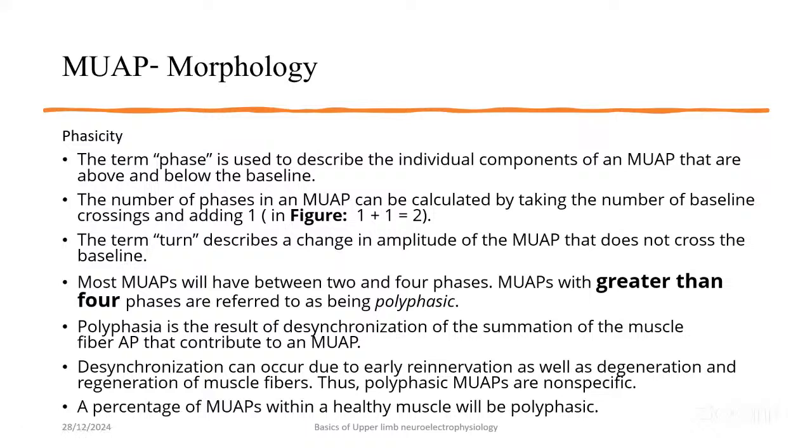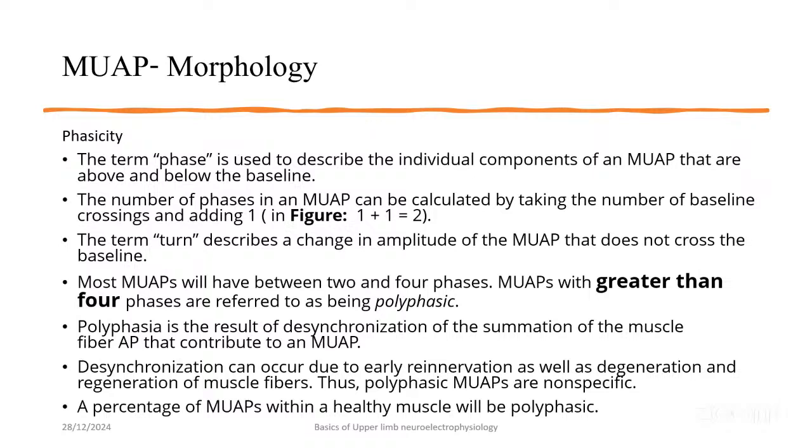The term phase is used to describe the individual components of a motor unit action potential that are above and below the baseline. The number of phases can be calculated by taking the number of baseline crossings and adding 1. The term turn describes a change in amplitude of the MUAP that does not cross the baseline. Most MUAPs will have between 2 and 4 phases. Greater than 4 phases are referred to as polyphasic.